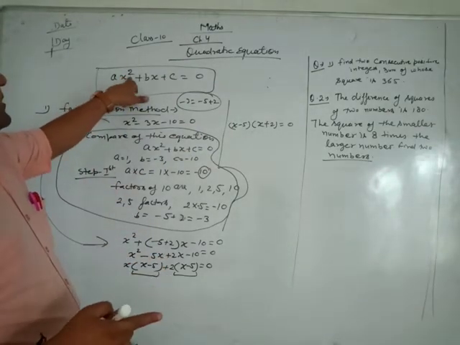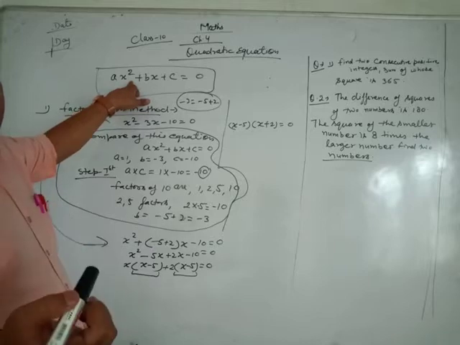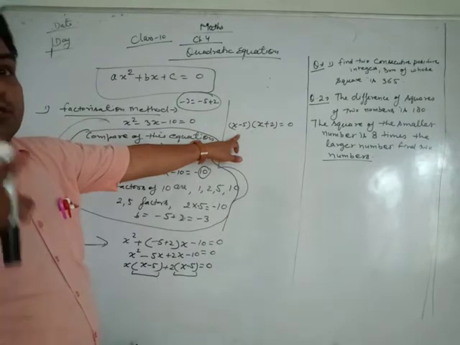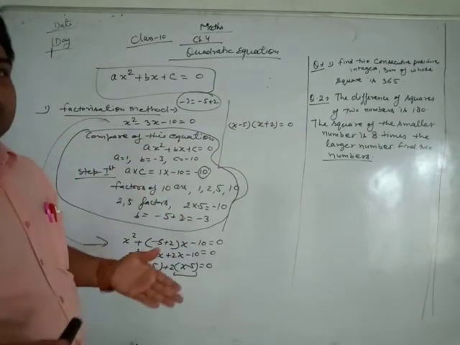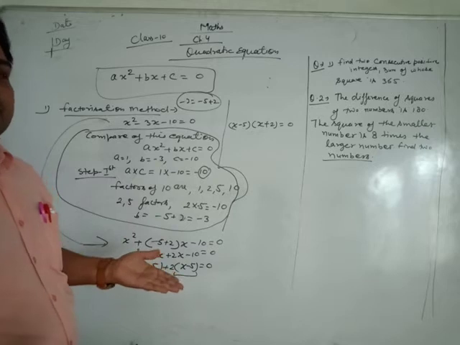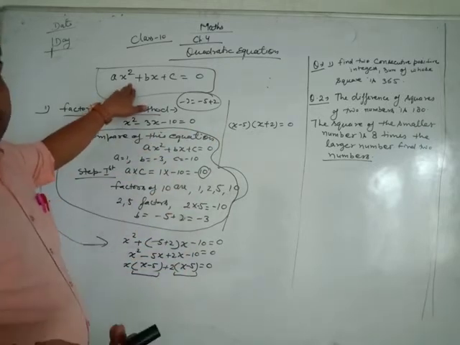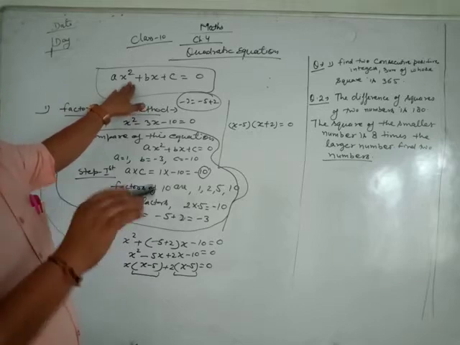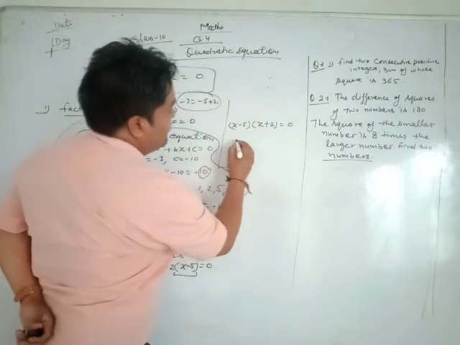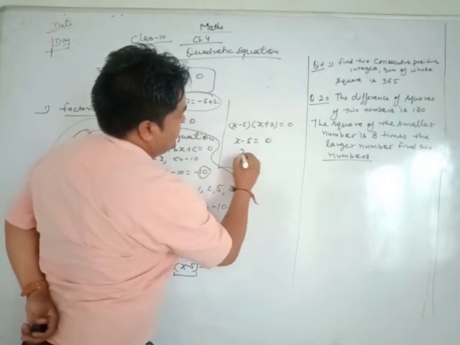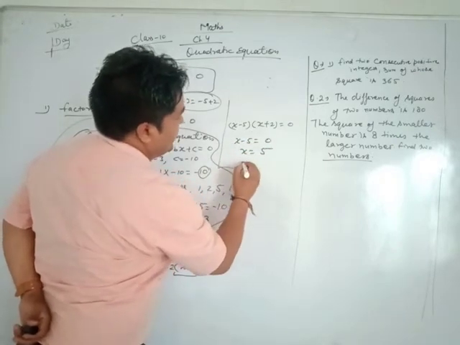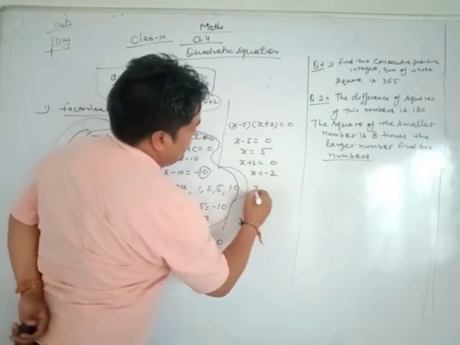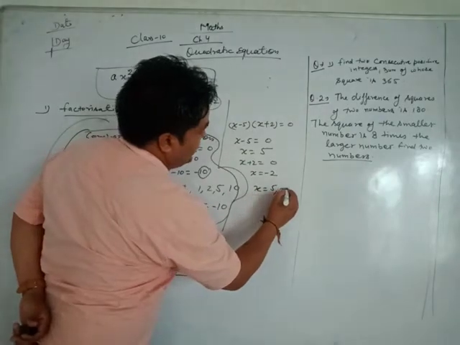If here is x raised to the power 3, it means a cubic equation, then there should be 3 values of x. For power 1 there is a single value, for power 2 there are 2 values of x, for power 3 there are 3 values of the variable, and so on. So now, if x minus 5 equal to 0, then x equal to 5, and second, x plus 2 equal to 0, then x equal to minus 2.